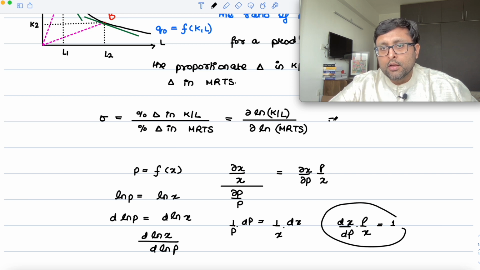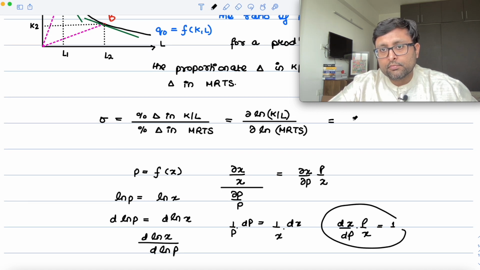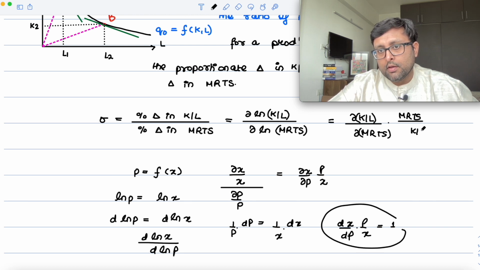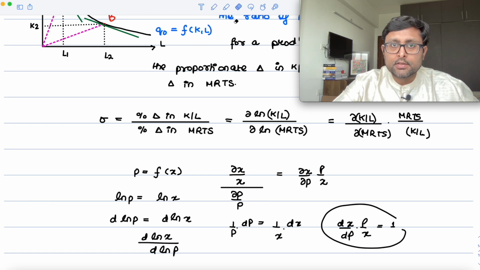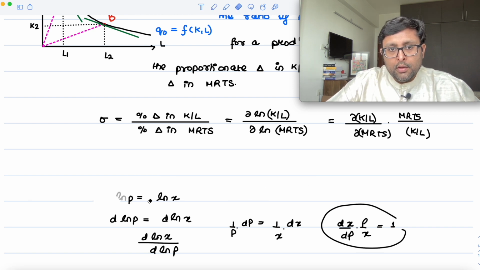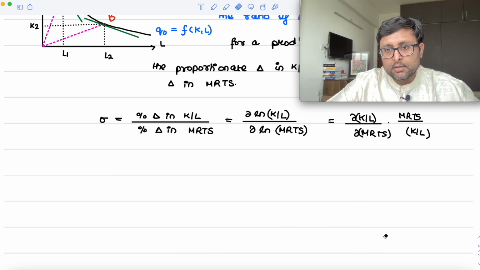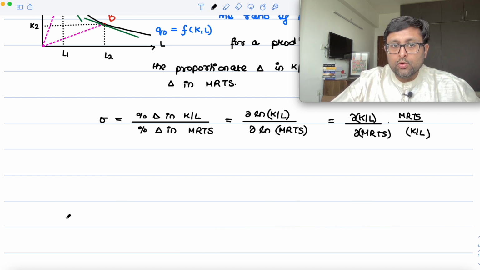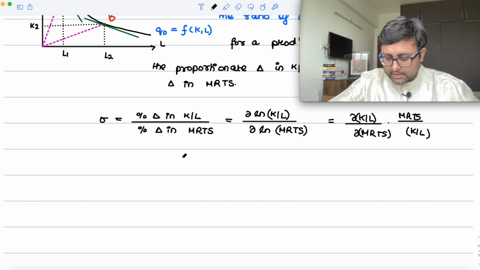Otherwise, you can also write it like this: d(K by L) upon d MRTS, into MRTS upon K by L. You can also write it like this, right? So we generally use this definition. It is easy. So I've just told you why we are writing it in this fashion and not in any other fashion.